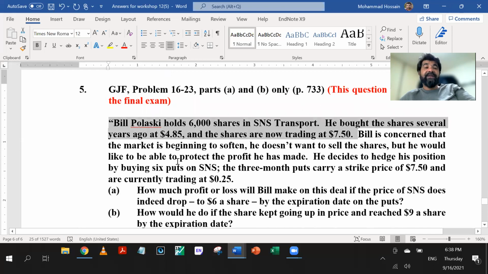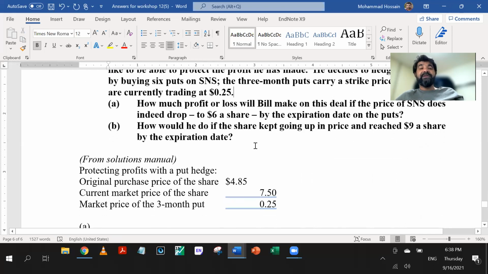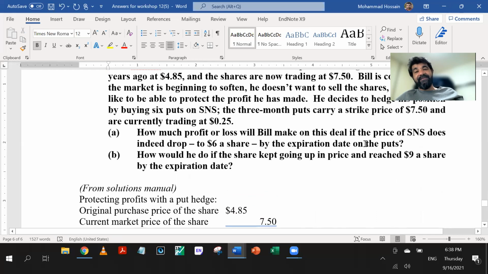Bill is concerned that the market is beginning to soften. He doesn't want to sell the shares, but he would like to be able to protect the profit he has made. He decided to hedge his option by buying 6 puts on SNS. SNS is a company name. The 3 month puts carry a strike price of $7.50, and are currently trading at 0.25. How much profit or loss will Bill make on this deal if the price of SMT does indeed drop to $6 a share by the expiration date of this put, 3 months from now?